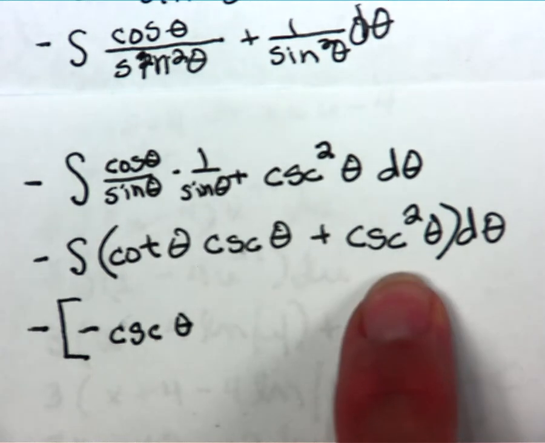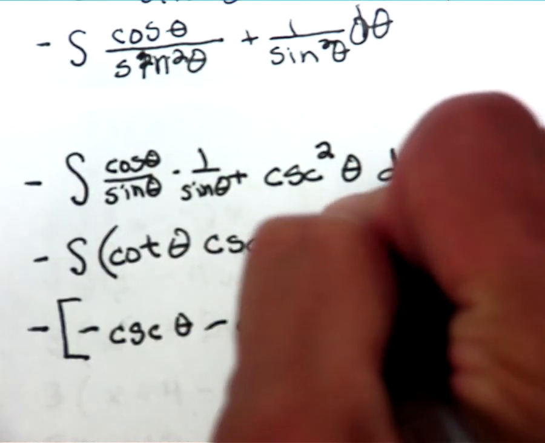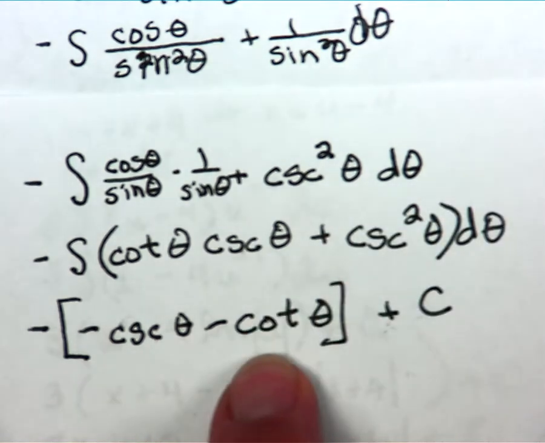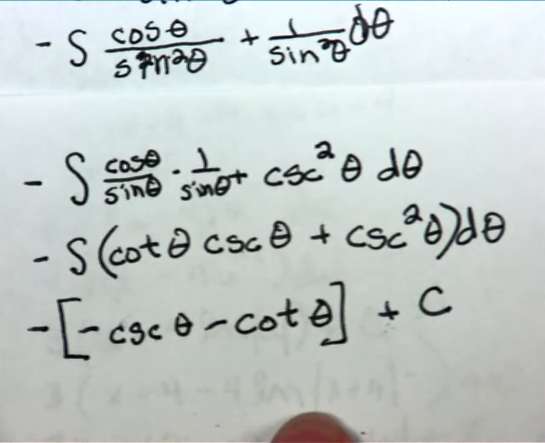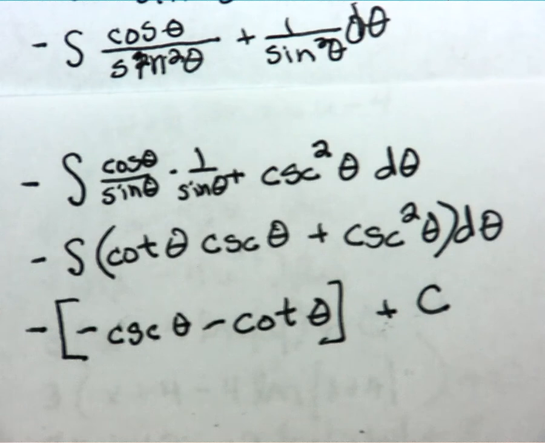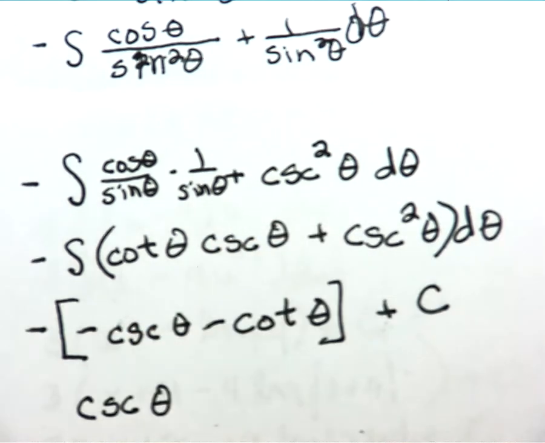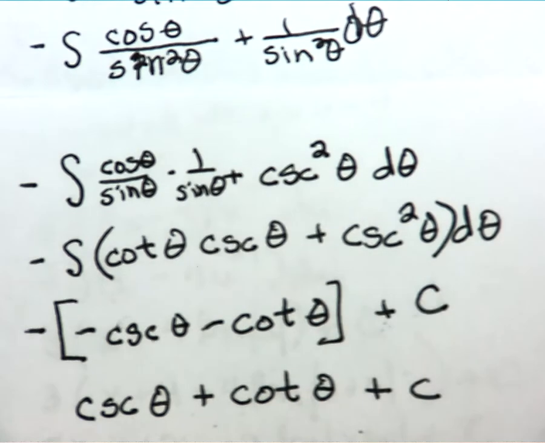And then what about this term? Function. Negative cotangent theta. Let's check it. I took the derivative of cotangent. I get cosecant squared. So the derivative of negative cotangent would be positive cosecant squared. And then if I distribute that negative, that's just cosecant theta plus cotangent theta plus a constant.